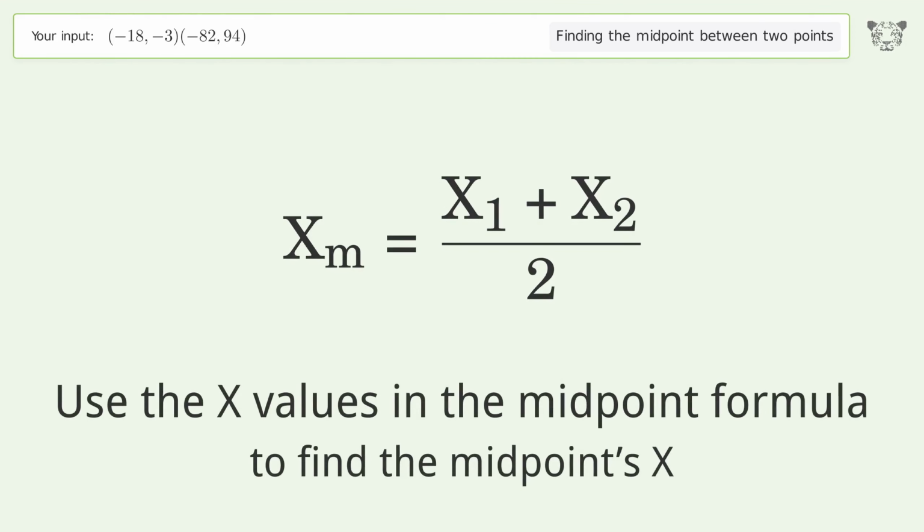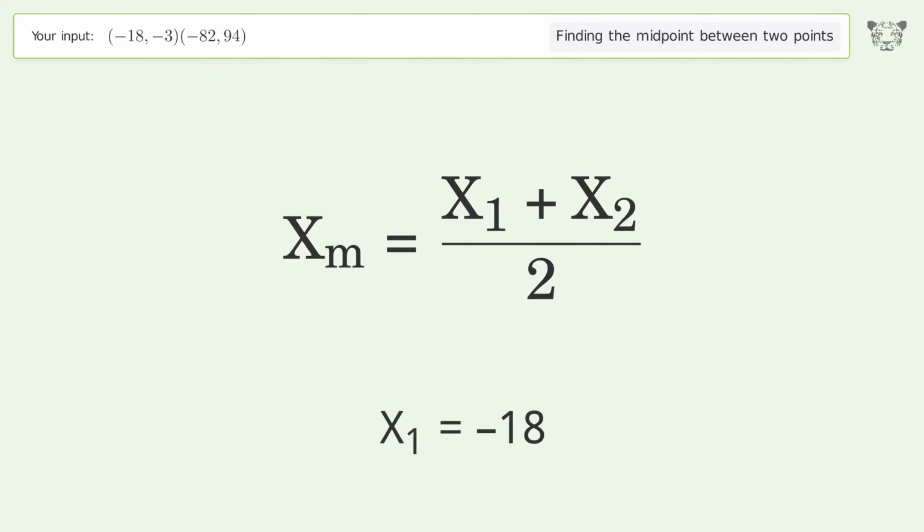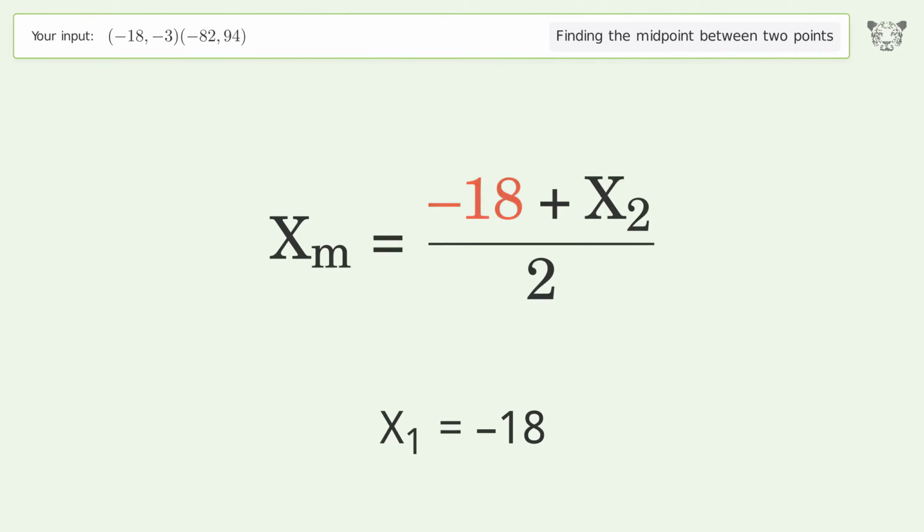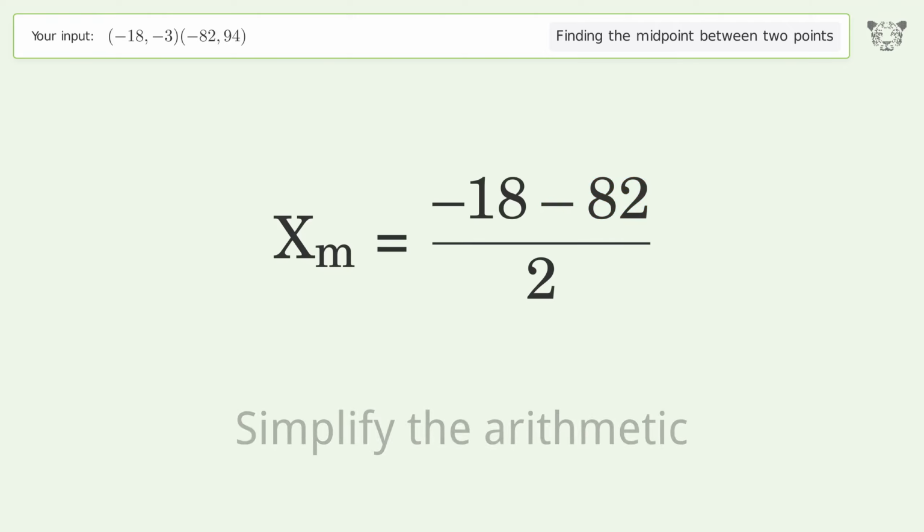Use the x values in the midpoint formula to find the midpoint's x. x1 equals -18. x2 equals -82. Simplify the arithmetic.